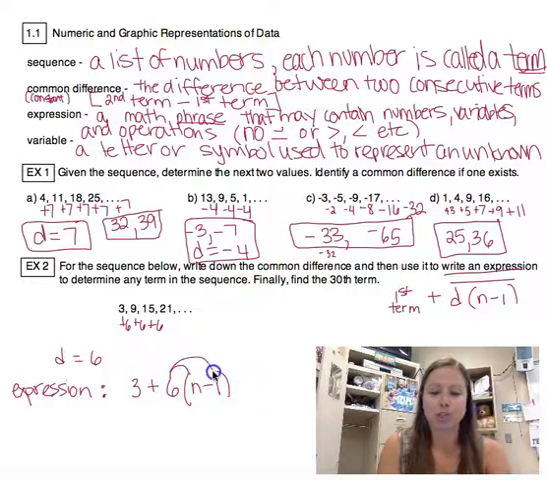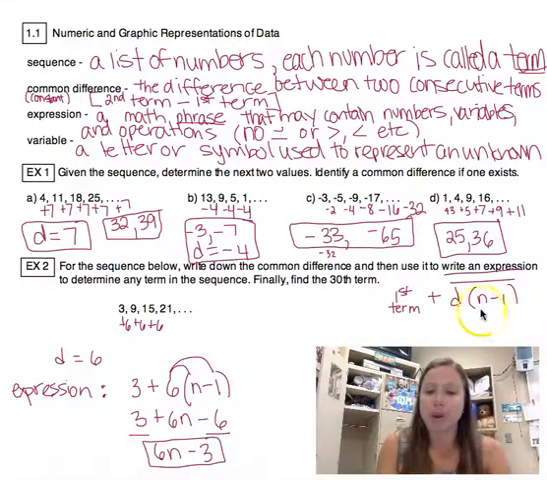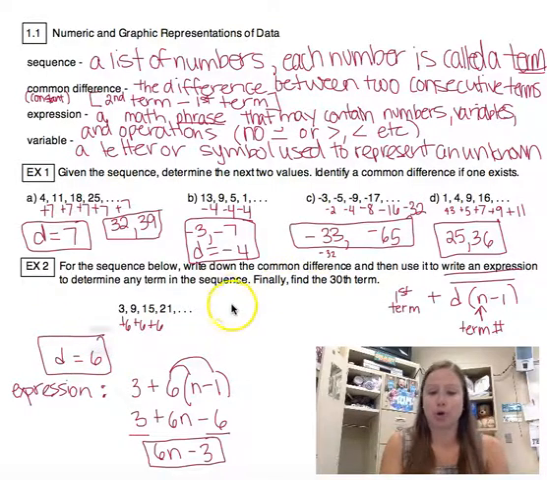Now, of course, we need to simplify our expression. So here we need to distribute our 6 through. 6 times n gives me 6n. 6 times negative 1 gives me negative 6. And then I have these like terms to combine. So 6n minus 3 would be my expression. The reason why we want this is where n is the term number. So it says, finally, find the 30th term.